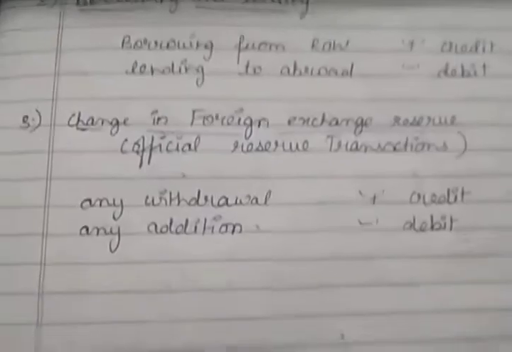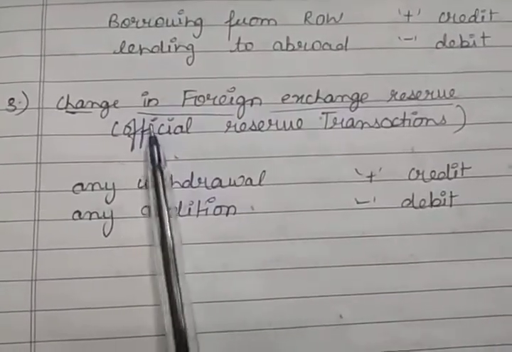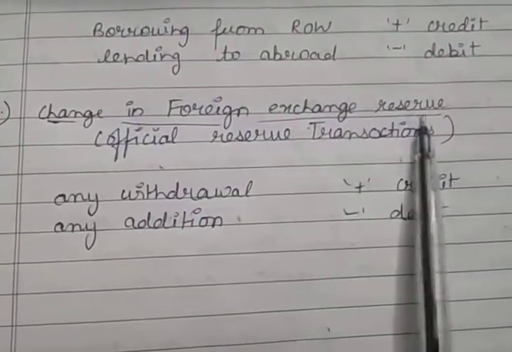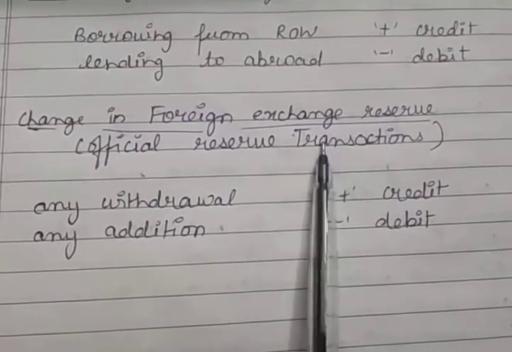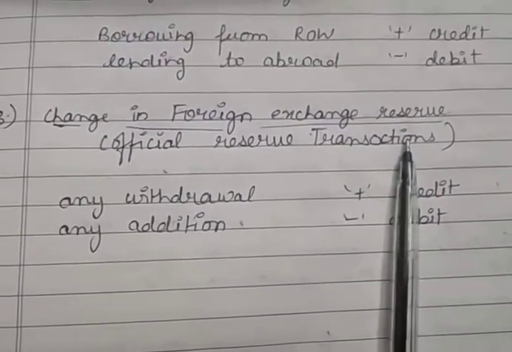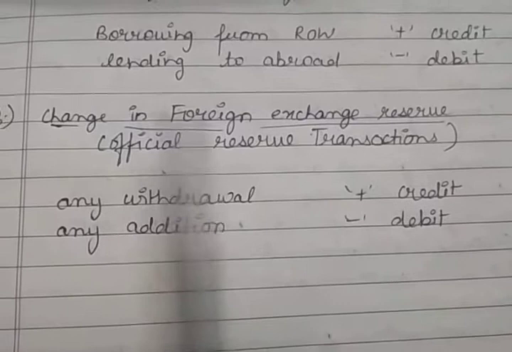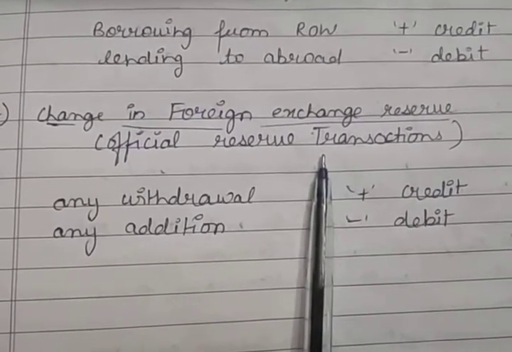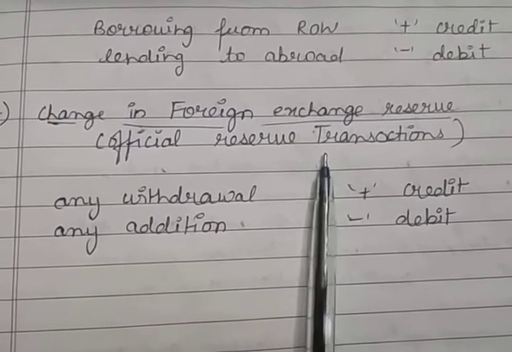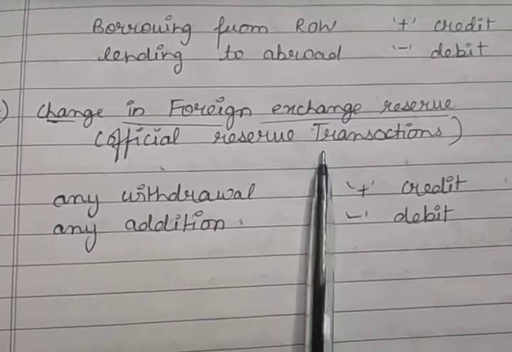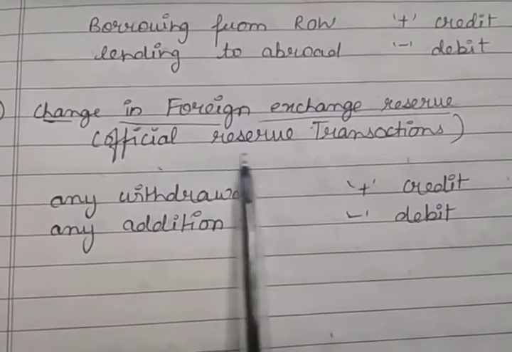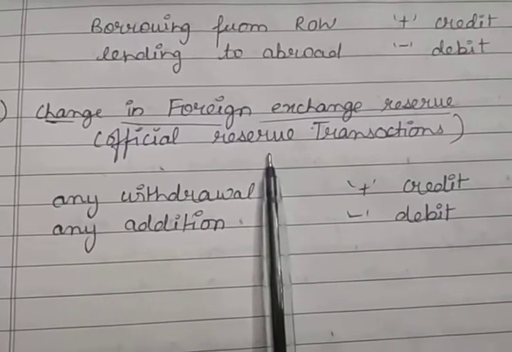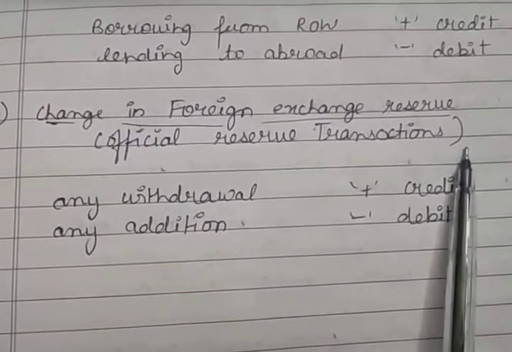Now, the third and last component of the capital account is change in the foreign exchange reserves, or official reserve transactions. First of all, understand the meaning of official reserve transactions. The transactions carried on by the monetary authority of a country which cause a change in the official reserves are termed official reserve transactions.